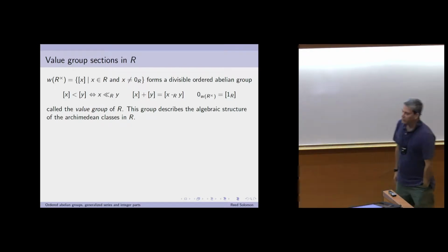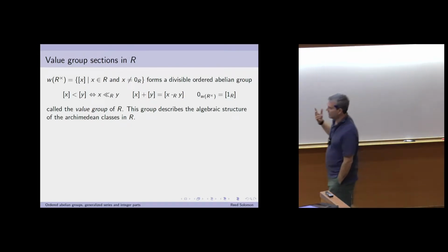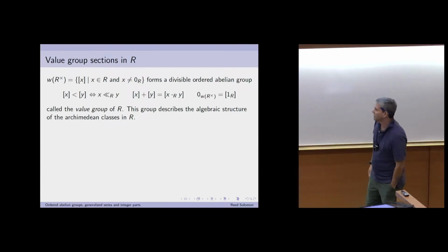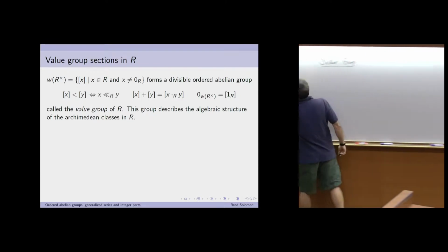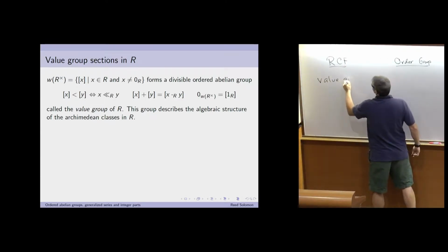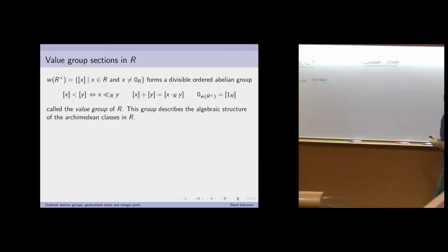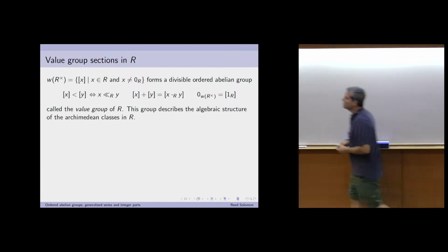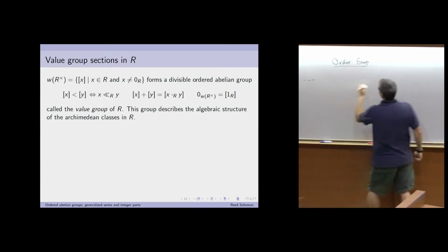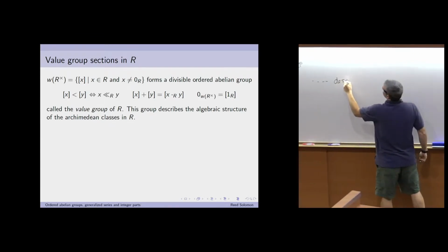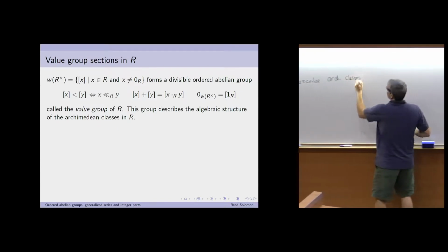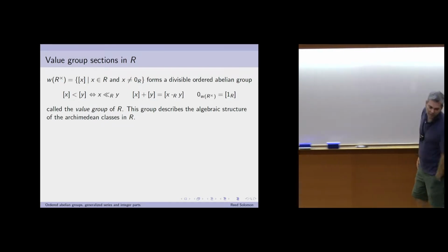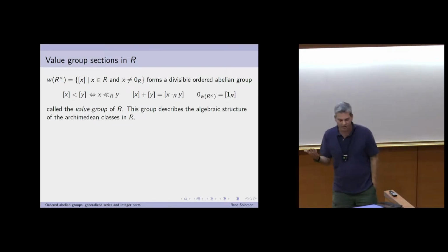Okay, so there are two pieces of algebra that we're going to need to put together to do this. The first, on the real closed field side, is what's called the value group. It's just being used to describe the Archimedean classes. In a real closed field, if we look at the Archimedean classes, they have the natural structure of a divisible ordered abelian group.